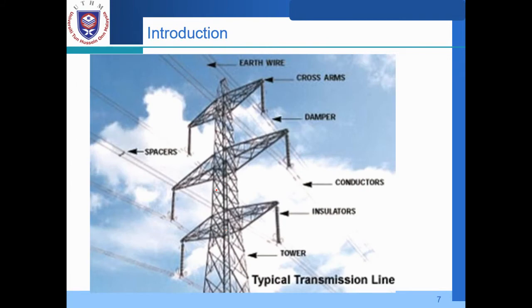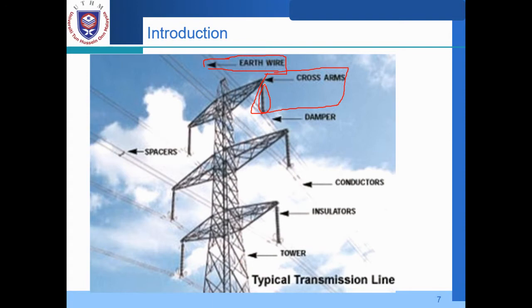And then this is a typical transmission line structure. Just to get a general idea of the names of the components which make up a typical transmission line. We start with, on top here, the earth wire. Basically they put it on top of the tower. And then the cross arm here. This cross arm is usually to hold an insulator over here.